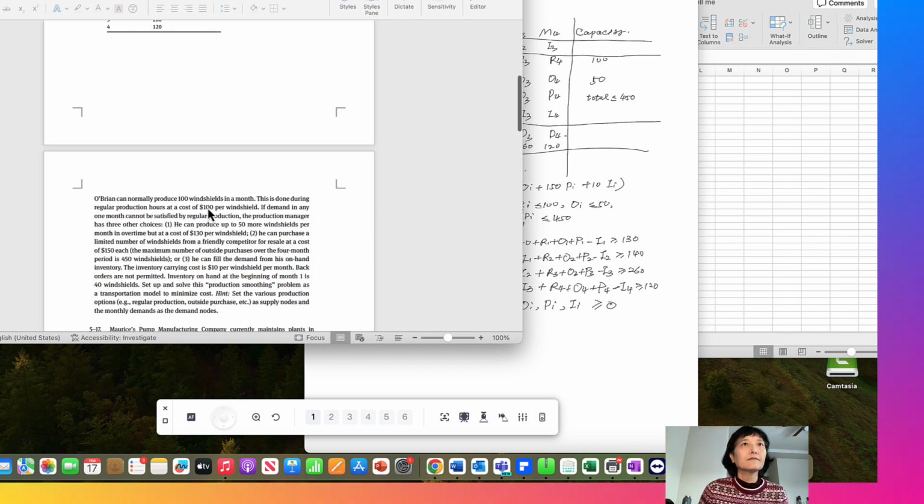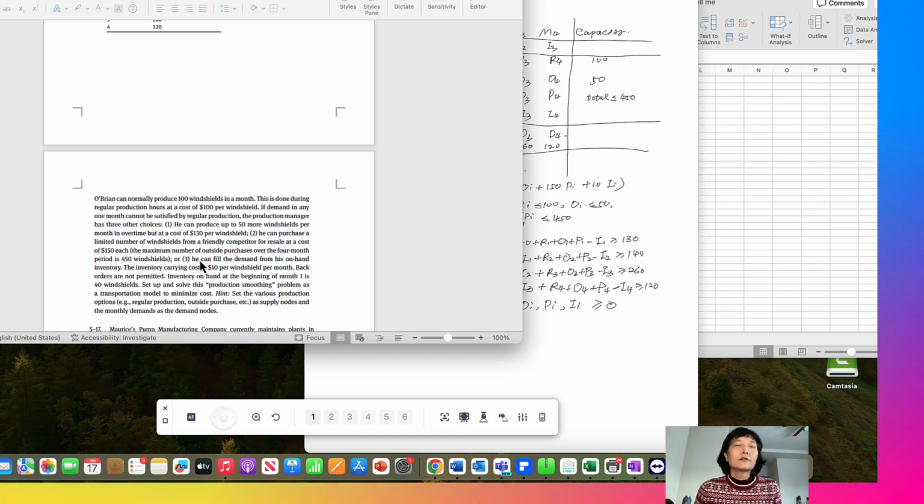Regular production, which is most economical, $100 per windshield, up to 100 windshields. Overtime, up to 50 windshields at a cost of $130. And also purchase from a competitor at the cost of $150, no more than 450 over the 4 months.